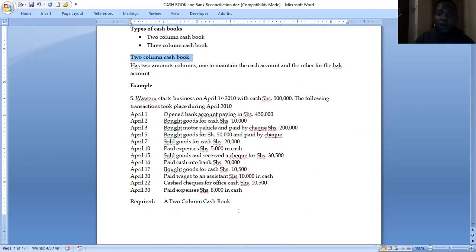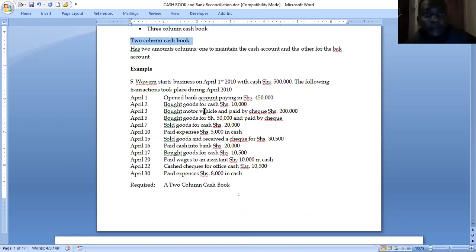So the two-column cash book has two amount columns. One to maintain the cash account, and the other for the bank account. So this should be the bank account. The cash account records cash transactions made by cash, and the bank account records cash transactions made through the bank.